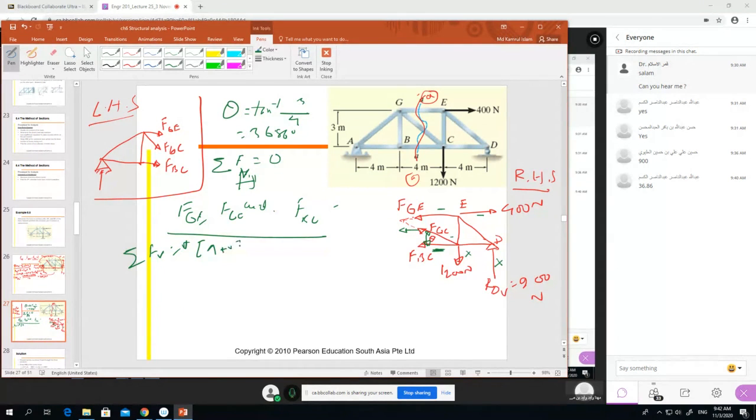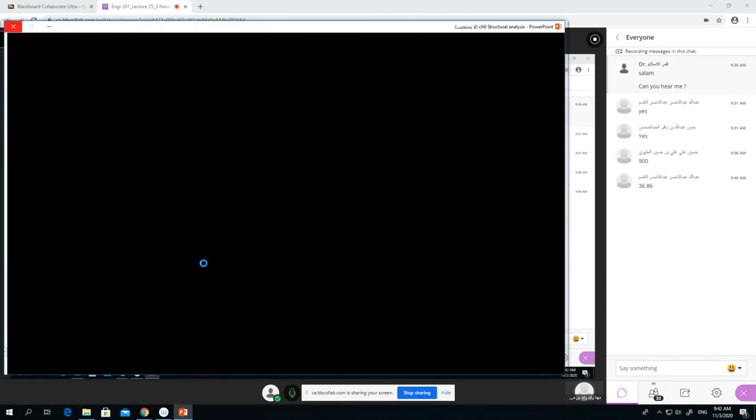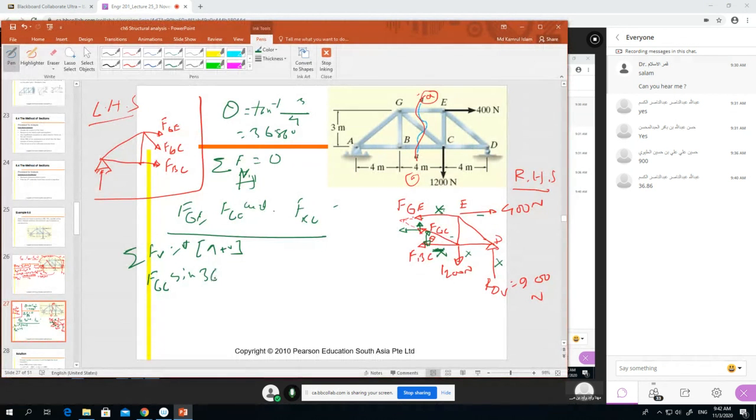Why? I show you. I write down, right? If we take the summation of vertical, automatically this will be cancelled out, because it is horizontal. This will also be cancelled out, horizontal. We will have only the vertical component of FGC. So FGC sine theta, where theta means 36.86 degree, and the vertical component we have minus 1200. Another will also not come because it's the horizontal component, and plus we have 900, and there are no other forces, so equal to 0. See, now we have only one unknown, so it is much easier to solve now, right?